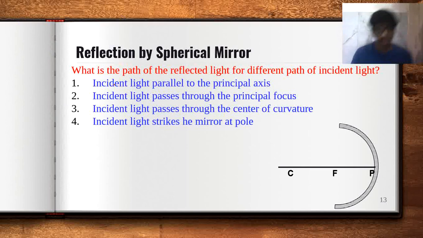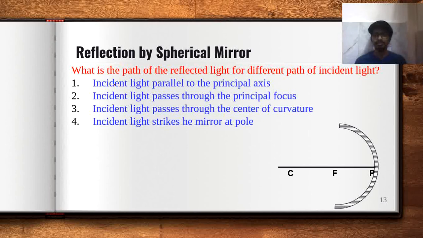Now, reflection by spherical mirrors. Remember what I have discussed about image formation. Image formation is nothing but the intersection of reflected rays or reflected light. So remember, all those reflected rays meet at one point.